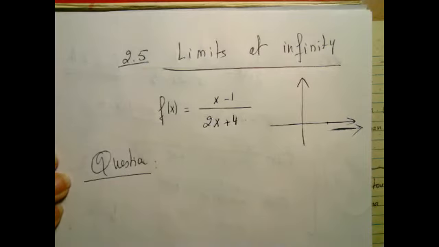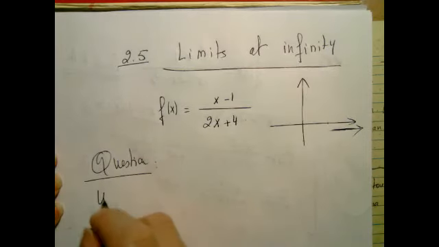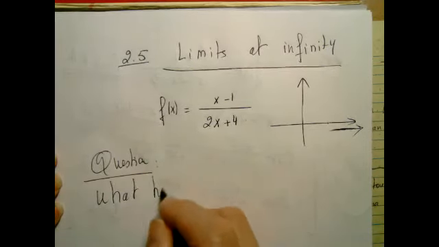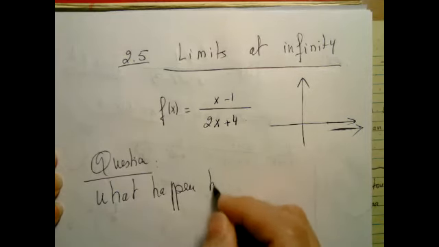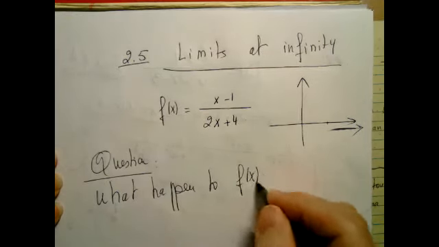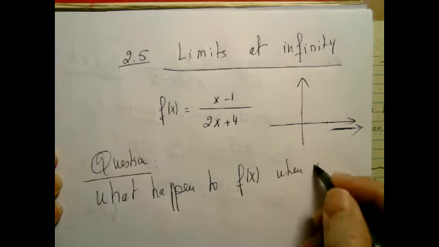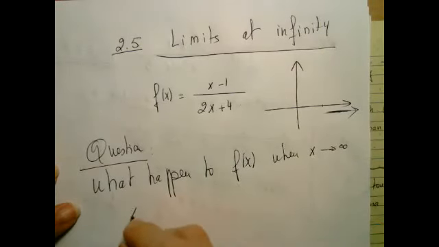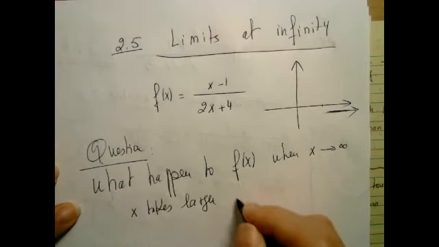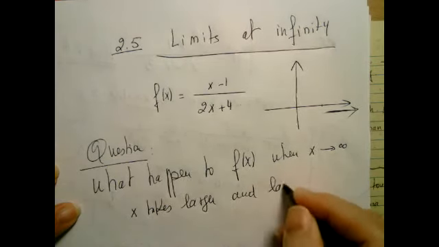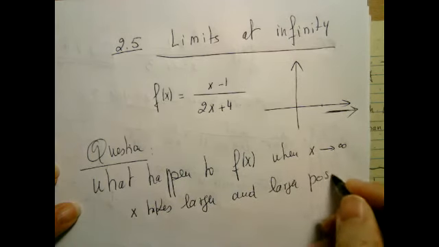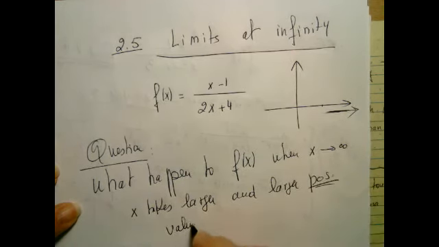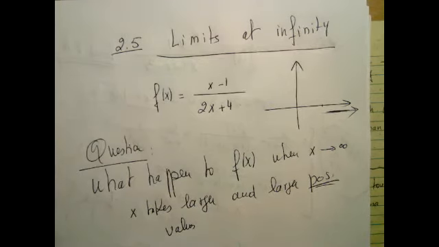So the real question is, what happens to the values of f of x, the output values, when x goes to infinity? What does it mean that x goes to infinity? It means x takes larger and larger positive values. That's what it means to go to infinity. It starts growing without end. So as x grows without end, what happens to f of x?